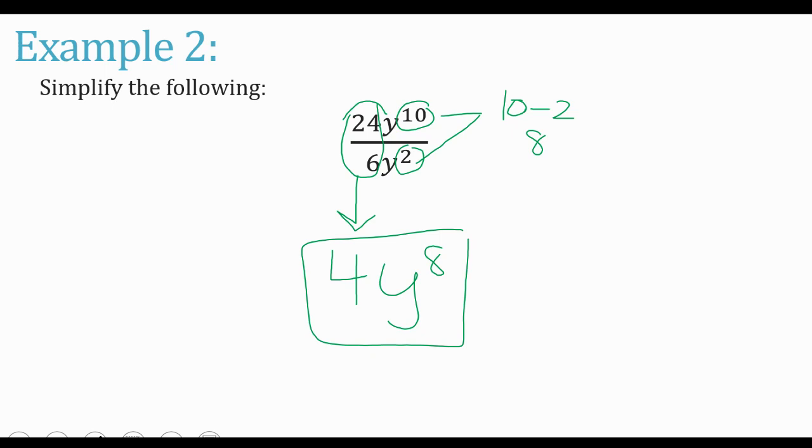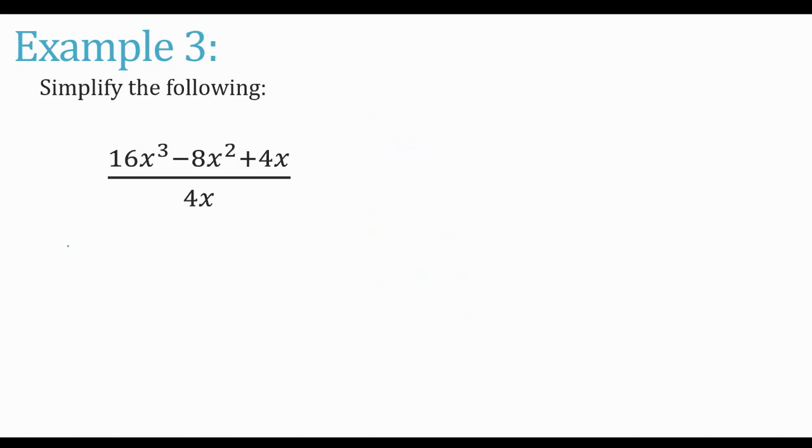So let's take a look at an example where we're going to be taking a polynomial and we're going to divide it by a monomial. So simplify the following: 16x to the third minus 8x squared plus 4x. We're going to divide this whole thing by 4x. So I know that it looks different than what we just did, but basically we're going to just divide 3 different times. So the key for this is separate, then divide. So I'm going to separate this trinomial into 3 fractions, and you'll see what I mean.